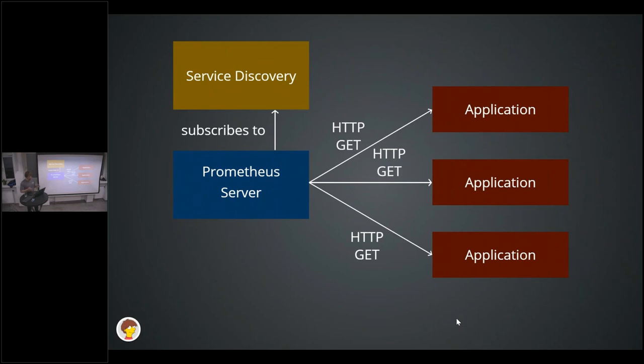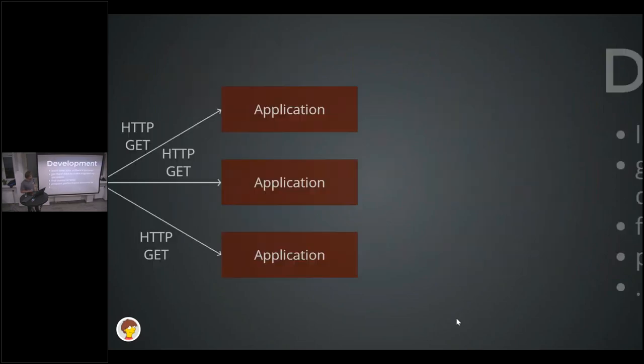So the way it works is that your application server opens an HTTP port for Prometheus, and the Prometheus server is periodically pulling metrics from your application server. And the question is, why do I need this?